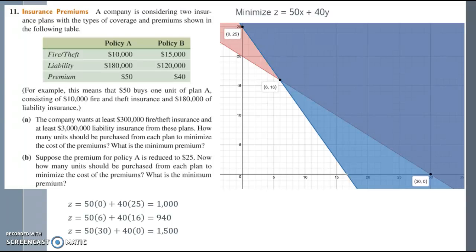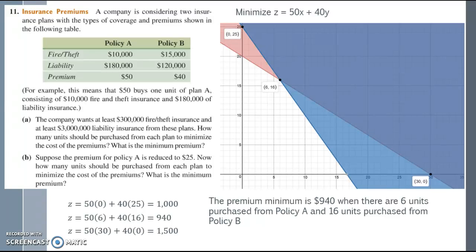That would be a maximum value in this instance, but I see that our premium minimum is $940, and this occurs when there are 6 units purchased from policy A and 16 units purchased from policy B. So that answers part A. Part B says, suppose the premium for policy A is reduced to $25. Now how many units should be purchased from each plan to minimize the cost of the premiums, and what is that minimum premium? So all I'm doing is changing this $50 into 25.